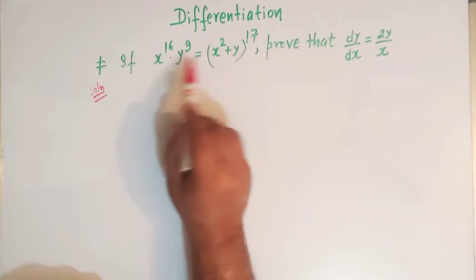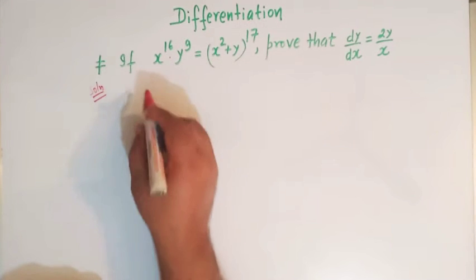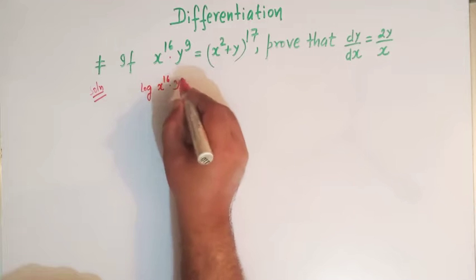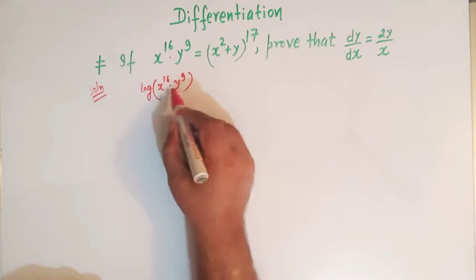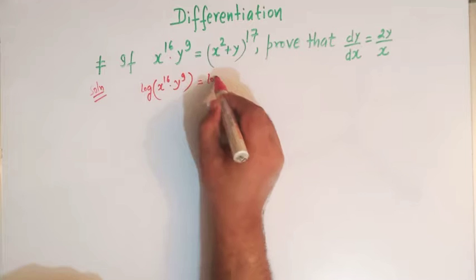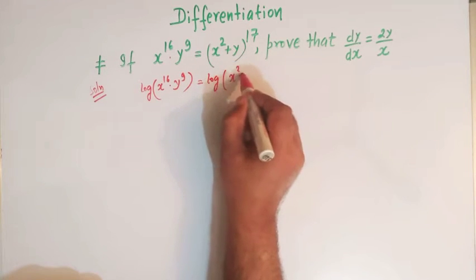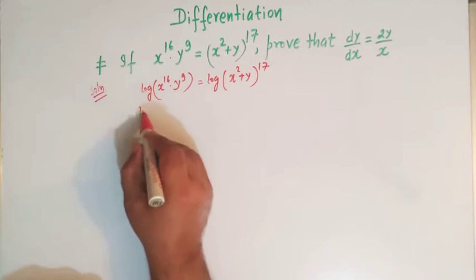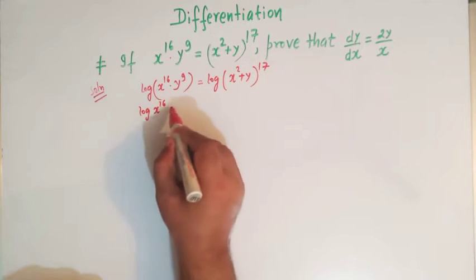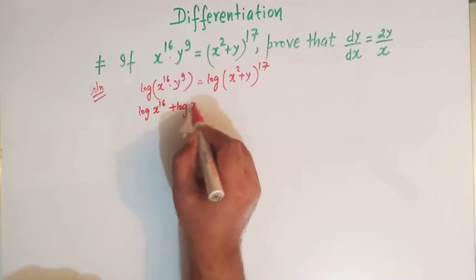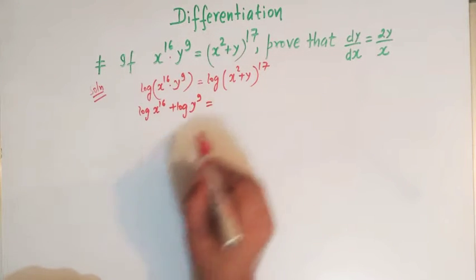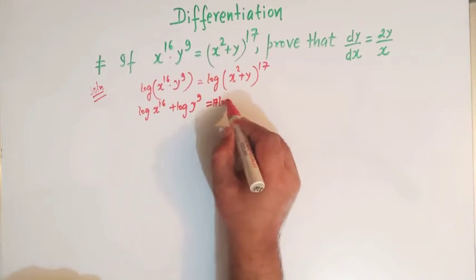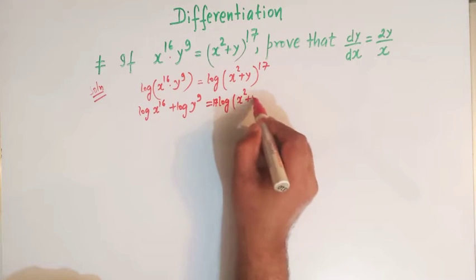So taking the log of both sides, we have log of x raised to 16 times y raised to 9, and here we have log of (x square plus y) raised to 17. Now this can be written as log x raised to 16 plus log y raised to 9, and here, taking 17 to this side, we have log of x square plus y.